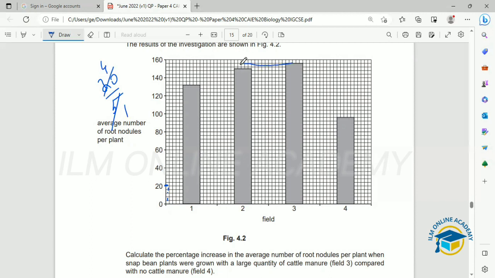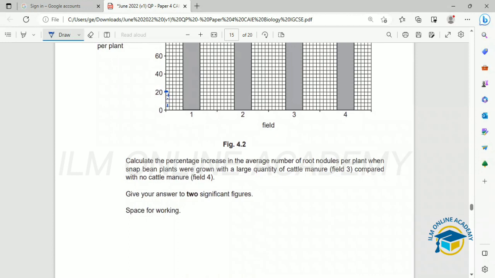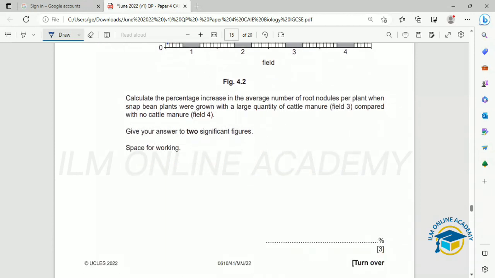So let's find the first value. The first value is going to be 144, 148, then 152, right? 152 and then 156. So it's going to be 156 for field 3. And for field 4, it's going to be 84, 88, 92, right? And then it's going to be 96. So 156 and 96. Give your answer to two significant figures and space for working.